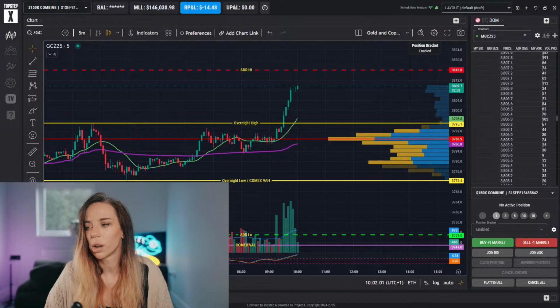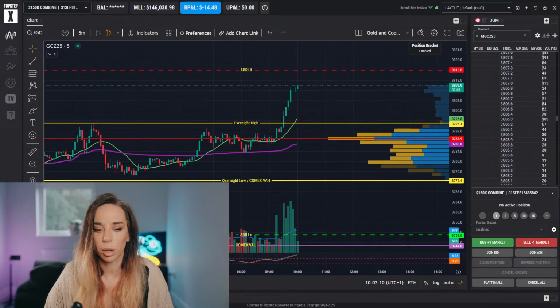So you have to be really careful with options. They are complex financial products, and a lot of people can lose a lot of money very quickly if you don't quite understand what you're doing.